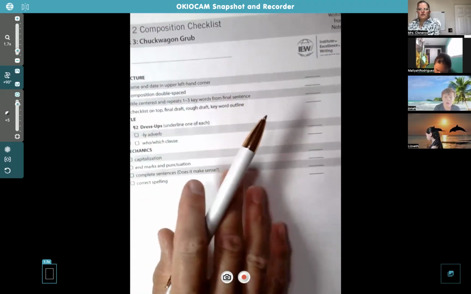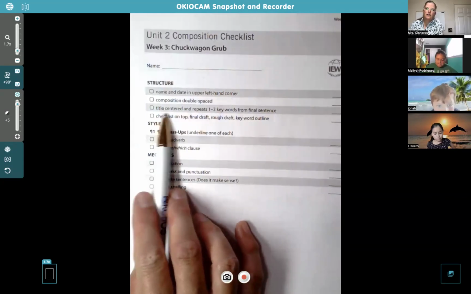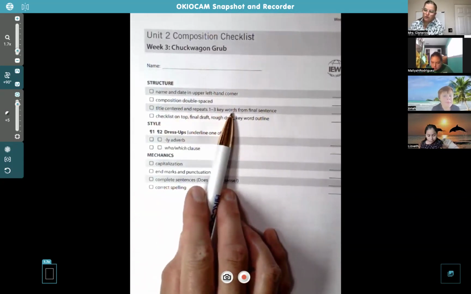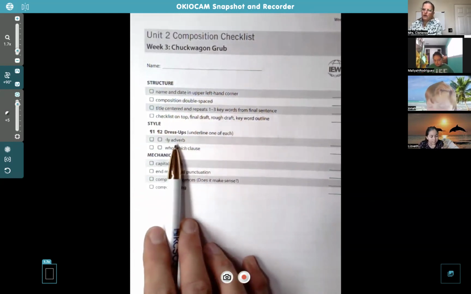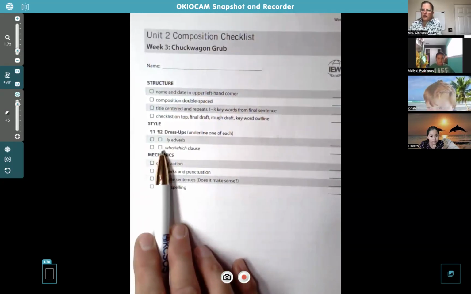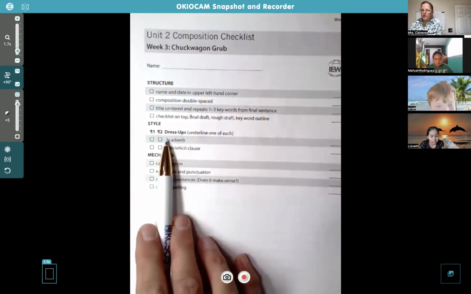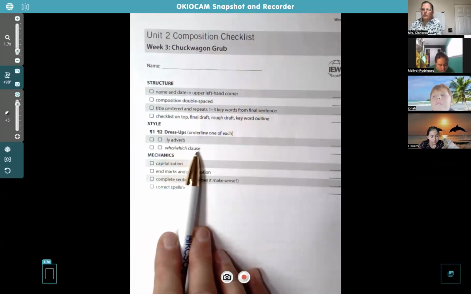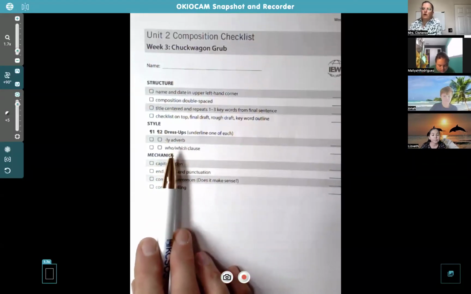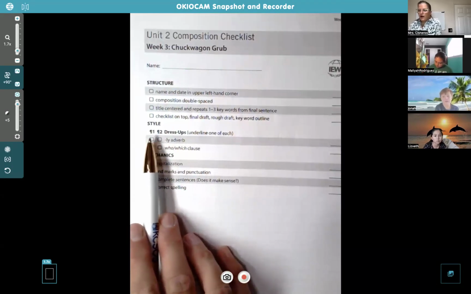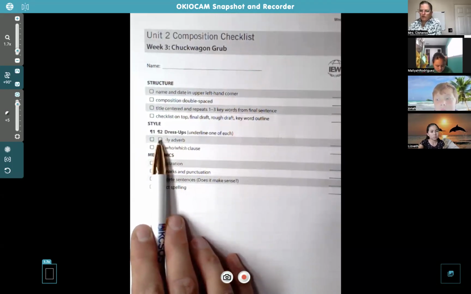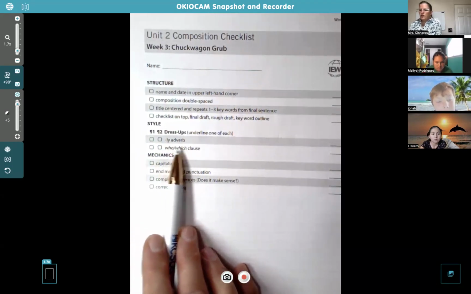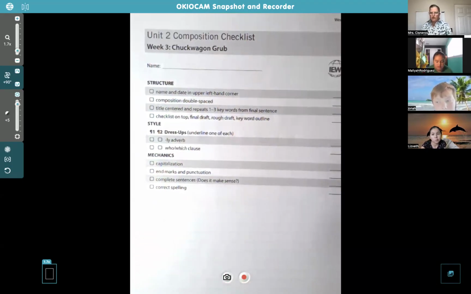So everything on top is normal stuff. Don't forget the title though, because you're gonna give this a new title. Don't just call it Cow or Chuck Wagon Grub. You got to think of a different title using that rule. And then look here, you've got two paragraphs this week, and you have two dress ups. You have an ly adverb and a who which. Don't forget, those need to be in both paragraphs. So you need an ly in paragraph one and a who which in paragraph one, and an ly in paragraph two, and who which in paragraph two. Okay, so one of each on those, and you're going to underline those.